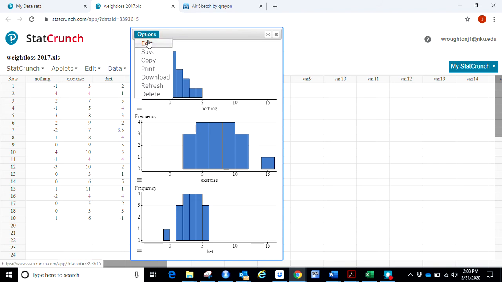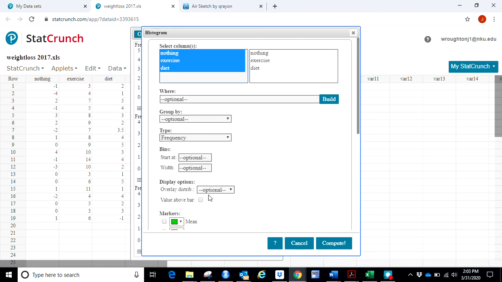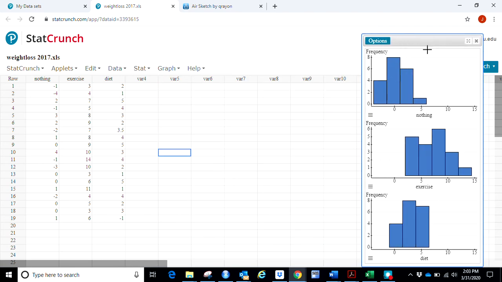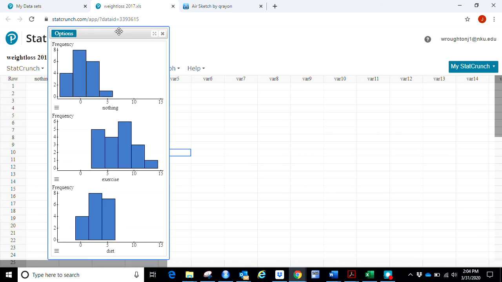The other thing I did was change how wide each of my bars were so that we could compare them as well. So let's say I did 2.5 for your note, so that's what I will use here as well. So here are those graphs that you have. Here is the nothing group, here is the exercise group, and here is the diet group.